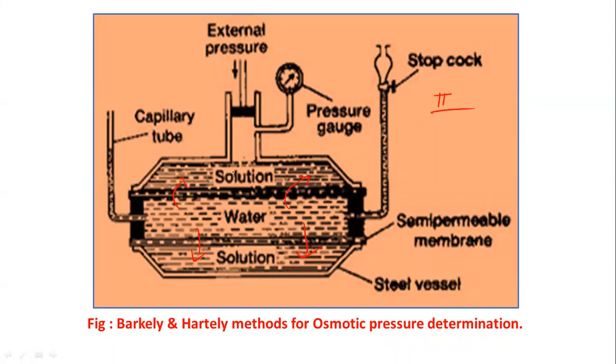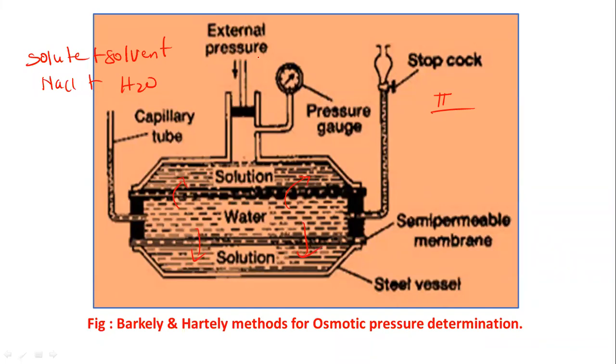From the solution side, the solvent molecules flow to the solvent side. Actually, a solution is a mixture of solute and solvent. Suppose sodium chloride solution: sodium chloride and water. When sodium chloride is dissolved in water, we get the solution of sodium chloride. So water, that is the solvent, is here also.